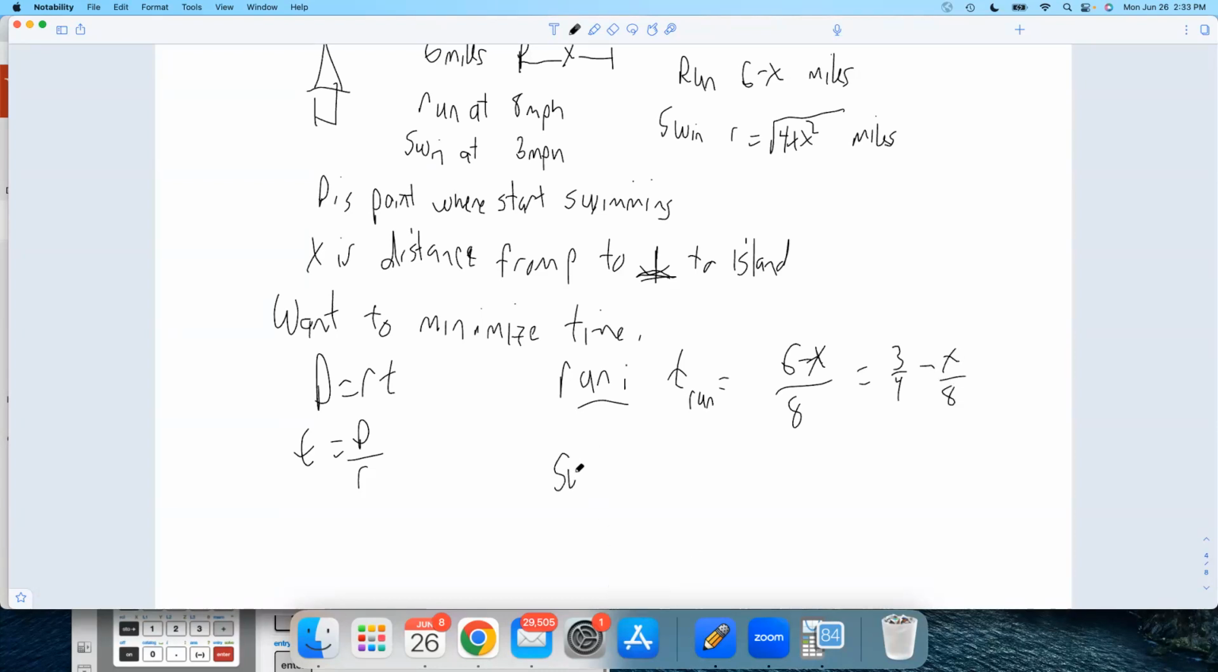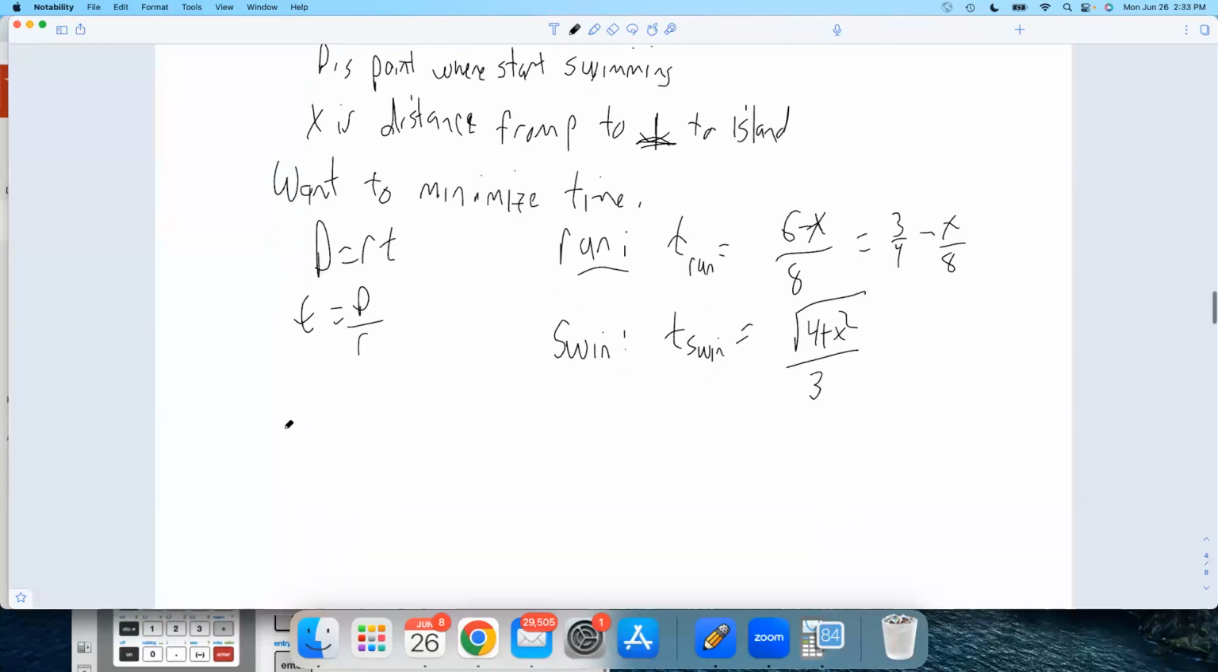And then swim. How long do we swim for? Let's call that T swim. It will be the distance I swim, square root of 4 plus X squared, over the rate, which was 3. So then my total time as a function of X, just add those times together.